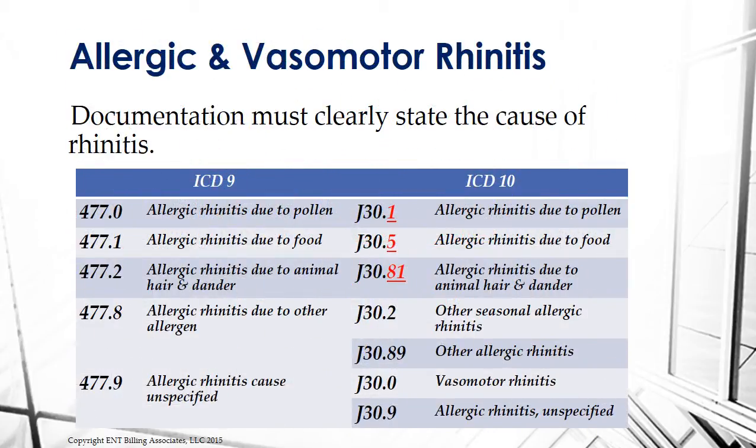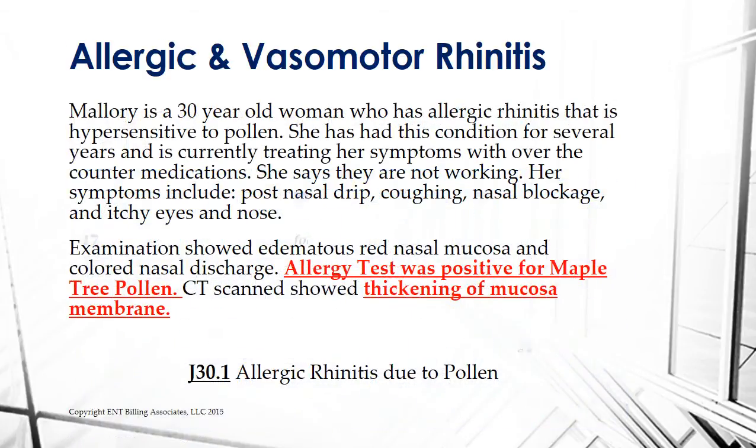The next condition we will address are allergic and vasomotor rhinitis. For these conditions, it is important to document the cause of the condition. Here we have added in a table displaying the crosswalk between the ICD-9 to ICD-10 codes. Unlike many other conditions previously discussed, there is almost a one-for-one code exchange. Additionally, you will note that the 4th and sometimes 5th digit, which we have highlighted in red, are indicative of the cause of rhinitis.